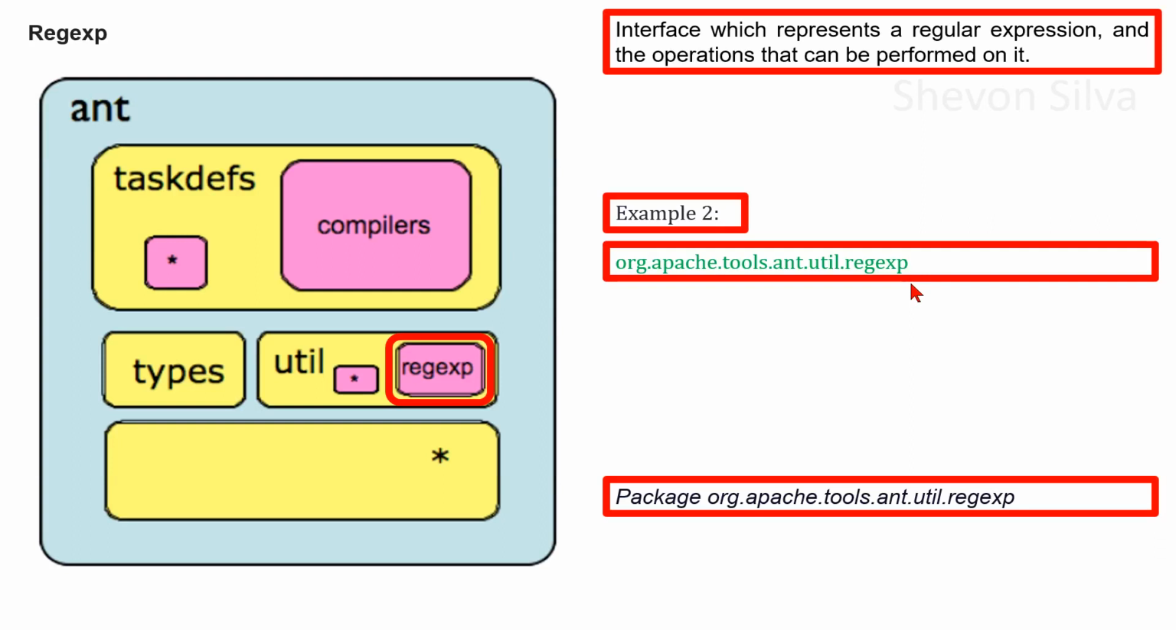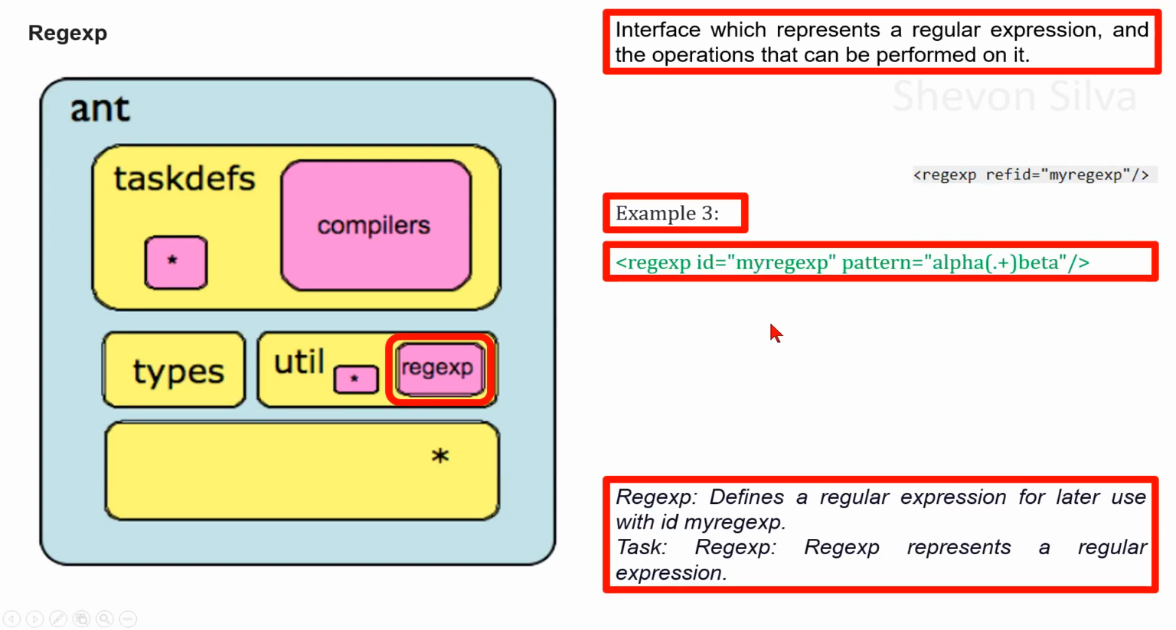As example 2, we can consider the package org.apache.tools.ant.util.regexp. Regexp defines a regular expression for later use with id myregexp. Task regexp: regexp represents a regular expression. Here we use the regular expression with the id myregexp.